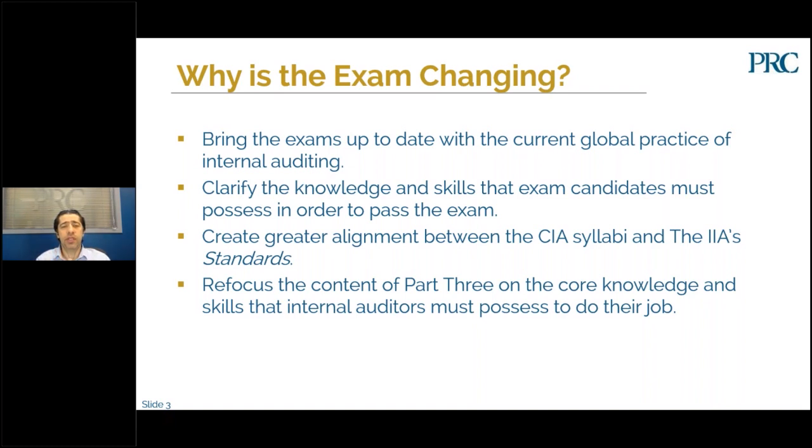It's basically to bring the exams up to date with the current global practice, clarify the knowledge and skills that exam candidates must possess, create a greater alignment with the CIA syllabi and the IIA standards, and refocus the content of Part 3 on the core knowledge and skills that internal auditors must possess to do their jobs. And this is what they've done for this particular exam.